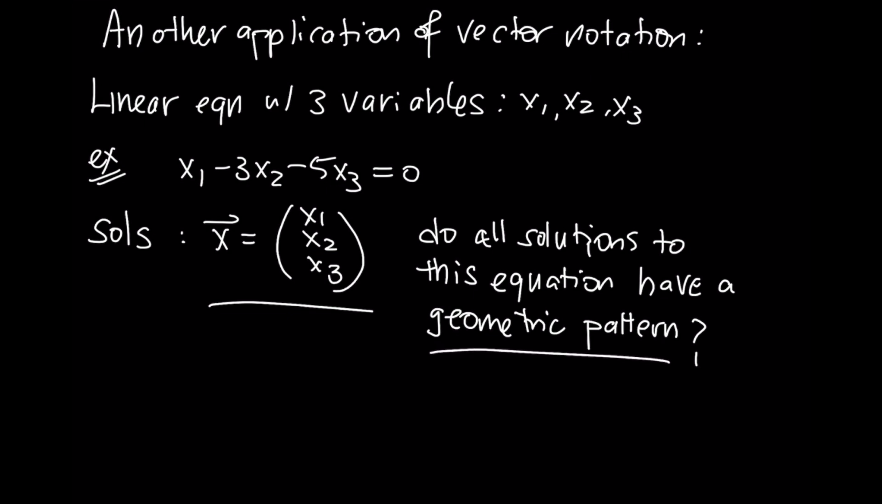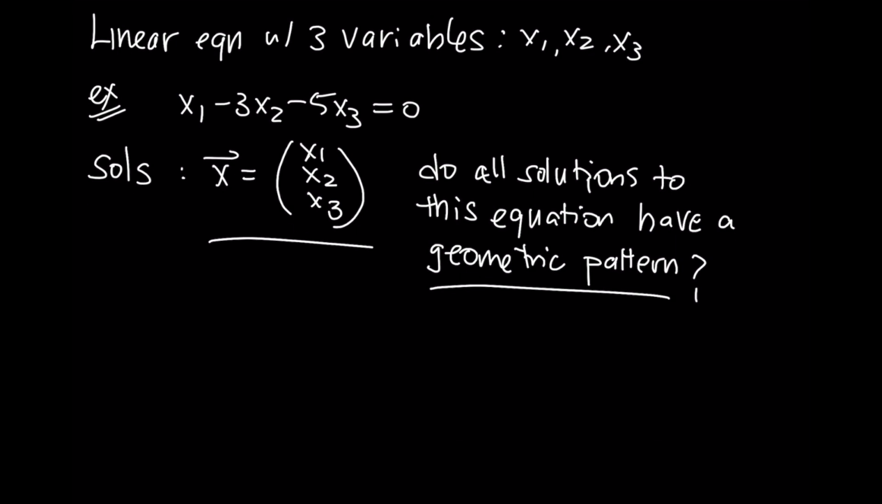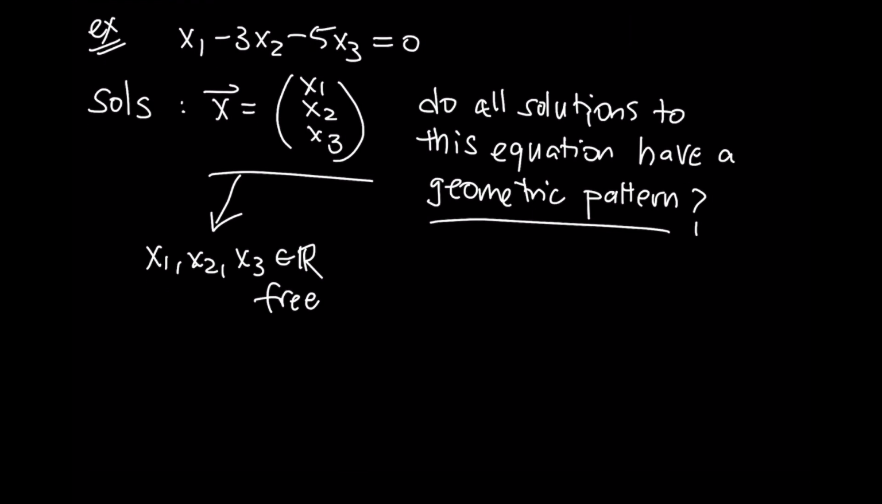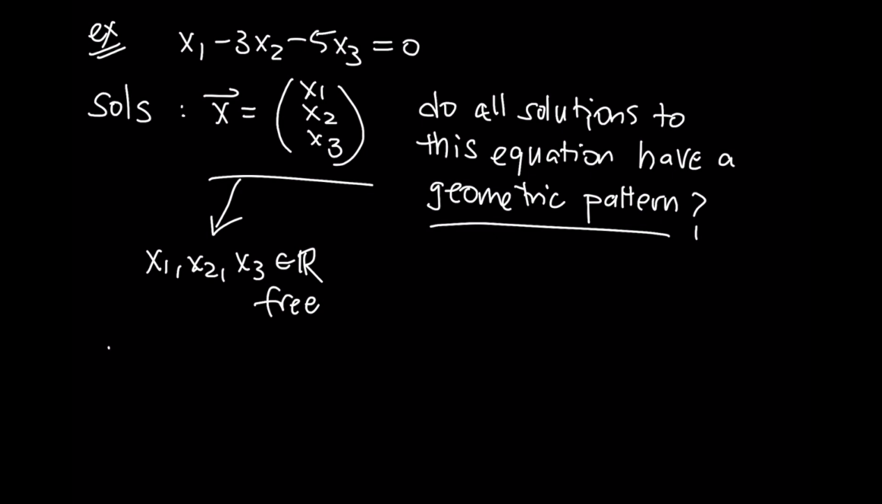If we were to take the solution set and somehow organize them in a geometric way, what would we see? Now note, if we just had these 3 variables and there was no constraint on them, then x1, x2, and x3 would all be what we call free variables. They could all be free to be chosen as some real number. But the equation that we've been given offers some sort of constraint on one of those variables.